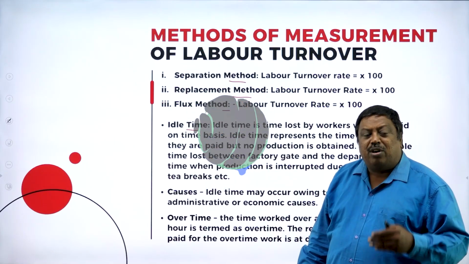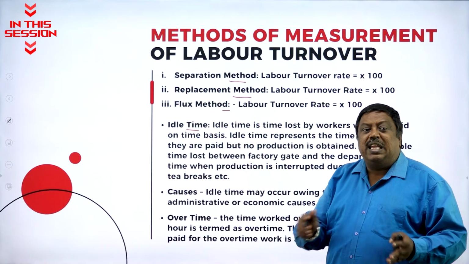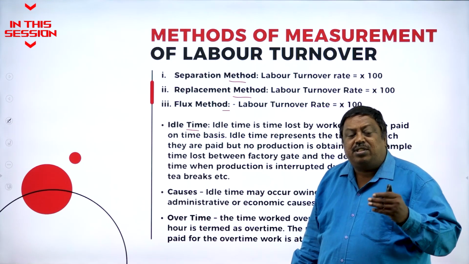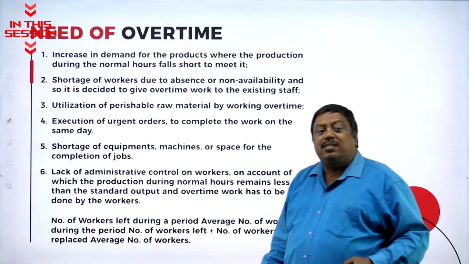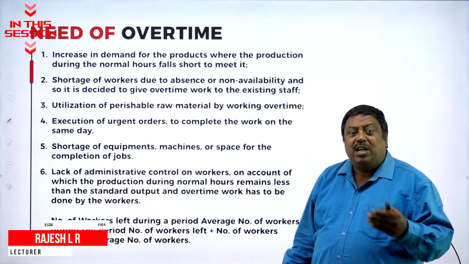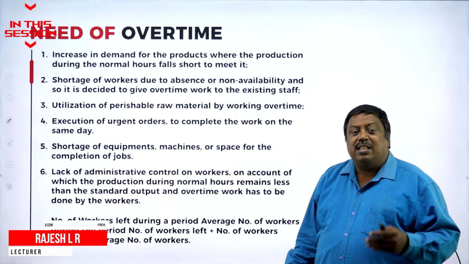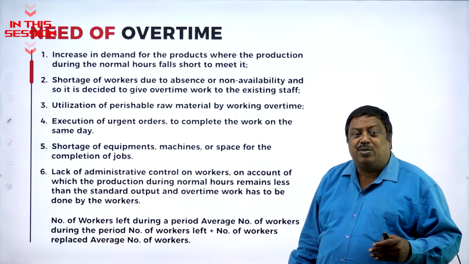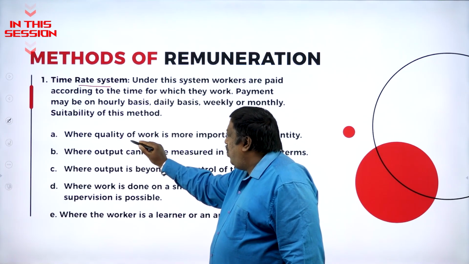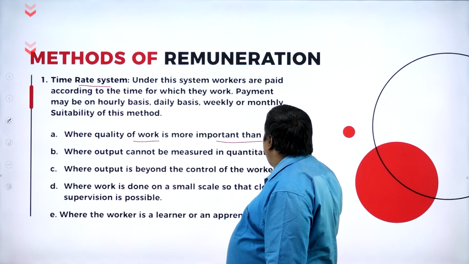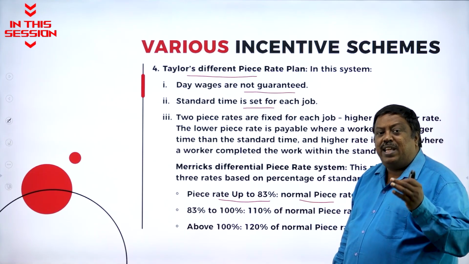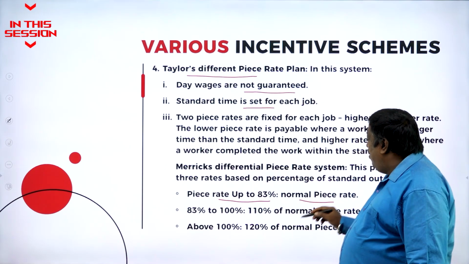The employees or the laborers are moving here and there where there is no productivity. Such time is called idle time. Certain raw materials are there which are not going to last for the long run. For that reason, they have to be converted into finished goods. Under the time rate system, quality of work is more important than quantity. Up to 83% of capacity, each and every laborer will be getting normal.